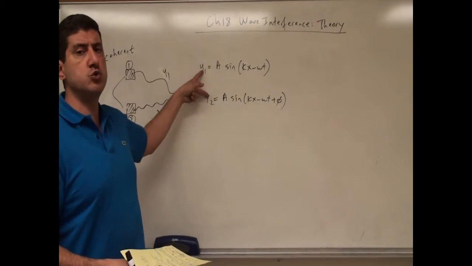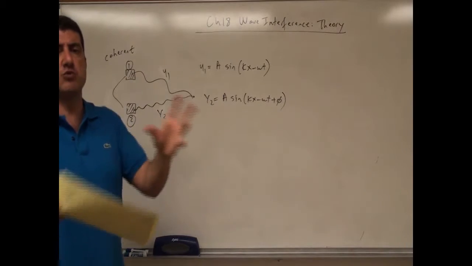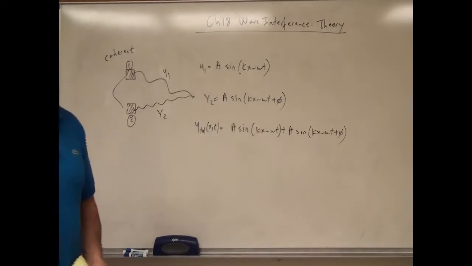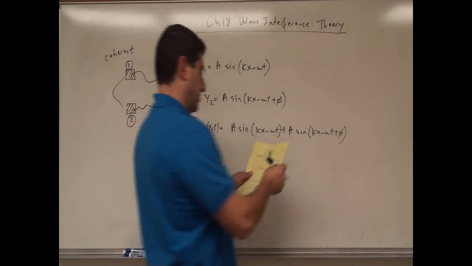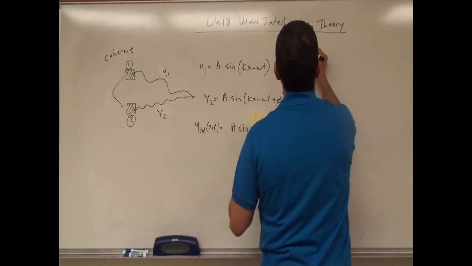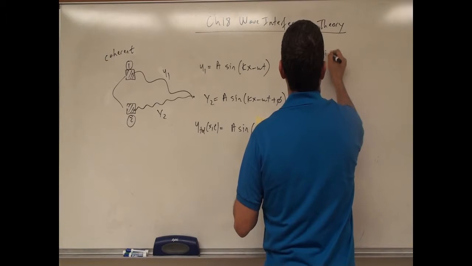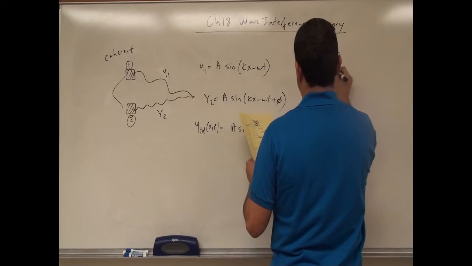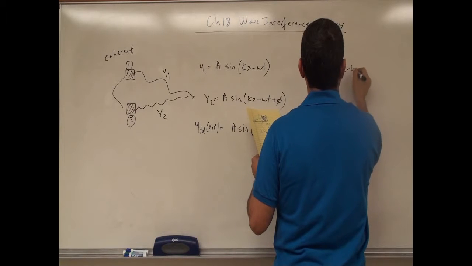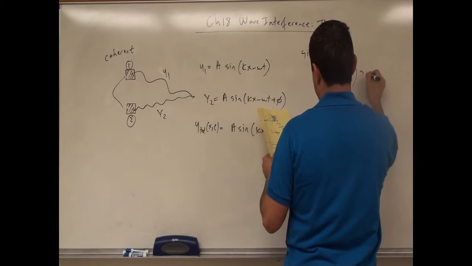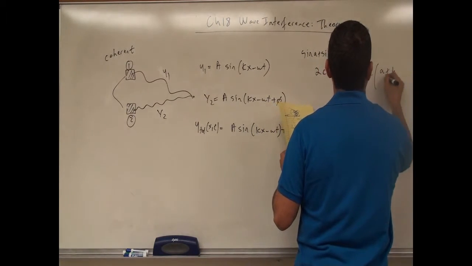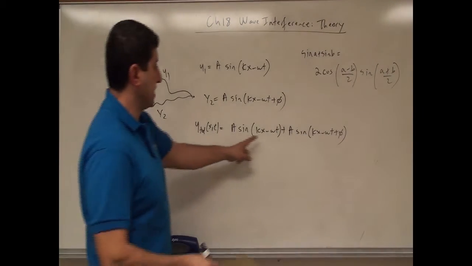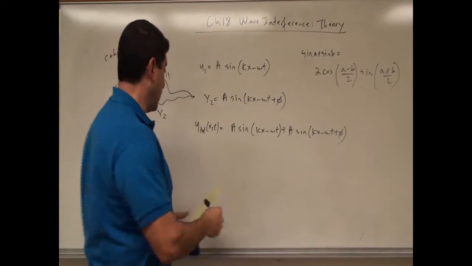So how will these two waves interfere with each other? How will they add up? So then we want to know y total. We're going to use a property of the sine functions. We're going to say sine of A plus sine of B is equal to 2 cosine of (A minus B) over 2 times sine of (A plus B) over 2. So this is a trig identity. So since they have the same amplitude, I can factor out the A.